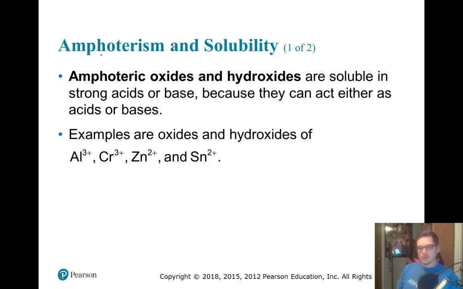Amphoterism. Amphoterism or amphoteric oxides, these are things that can act as an acid or a base, right? That's what amphoteric means. We talked about water as amphoteric and all that. And so amphoteric oxides and hydroxides, so these are things that have oxygen or hydroxide, are soluble in strong acids or bases because they can act like the acid or a base. Big examples are these guys here: aluminum hydroxide, chromium hydroxide, zinc hydroxide, tin hydroxide, and their oxides as well, so aluminum oxide, stuff like that. They can act like an acid or a base.